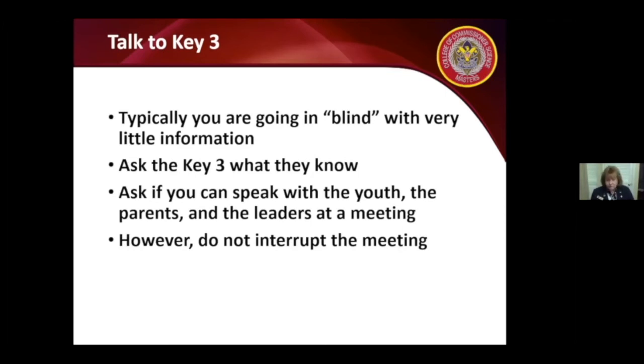Okay, a lot of times, and this is not something I've seen here in Utah, parents will attend the den meetings or the troop meetings. And so you can talk to them if you're at a troop meeting with them.